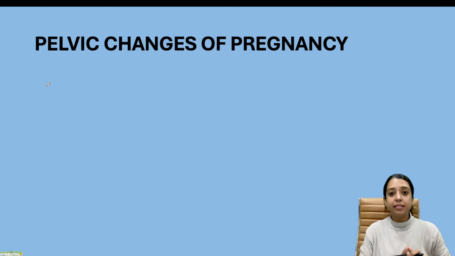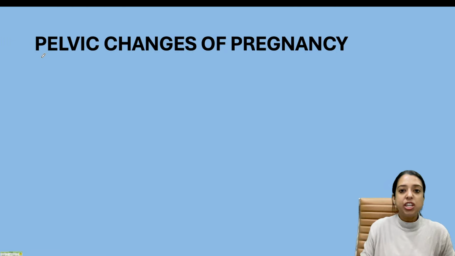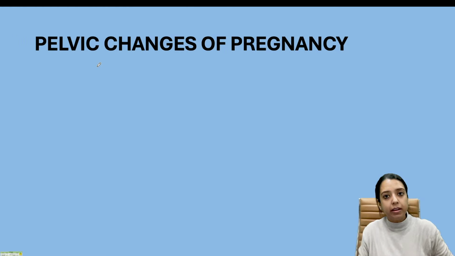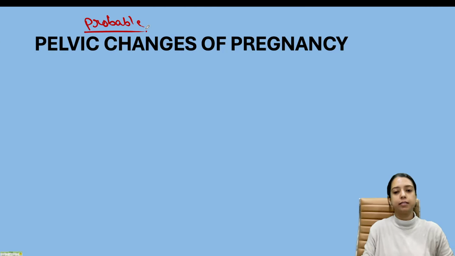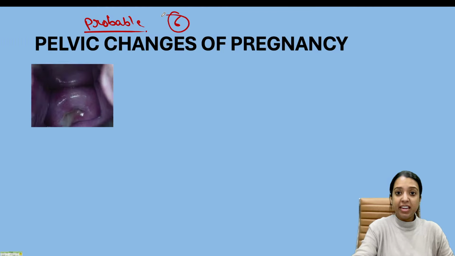Now, certain named signs of pregnancy. There are certain changes that happen in the pelvis in pregnancy. Since you can see the pelvic signs and the patient can't, these are the probable signs. These are not presumptive signs. So there are 6 pelvic changes: 3 changes in the cervix, 3 in the uterus.